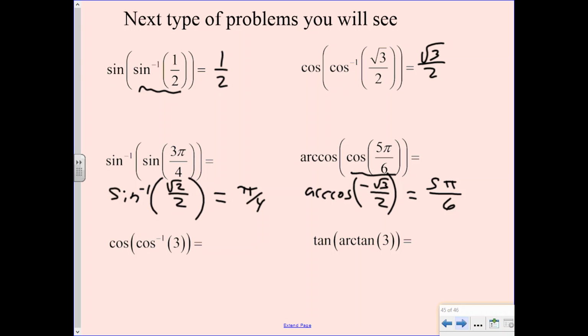How about the one down here? Cosine of the arc cosine of 3. It seems like we just cancel those out again, but look at it. We did one of these a second ago. Can I evaluate the cosine inverse of 3? Not in domain. That does not exist. So there's no answer for this one. Can't do it outside of domain.